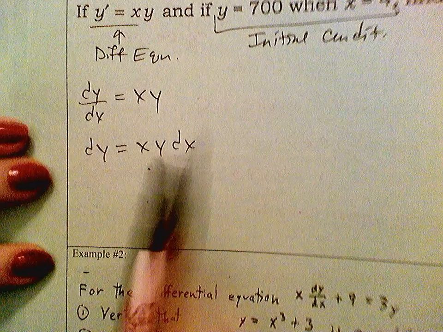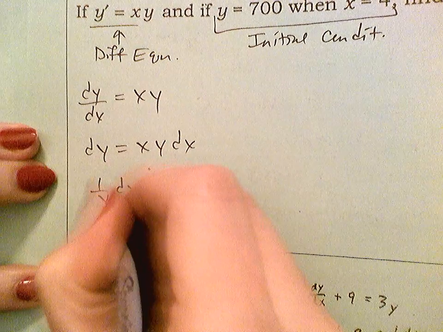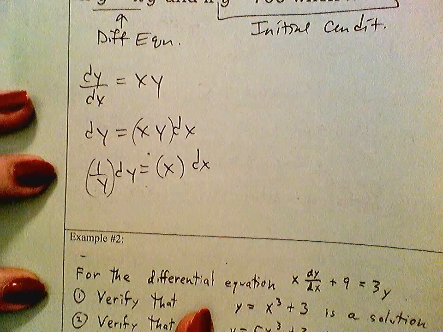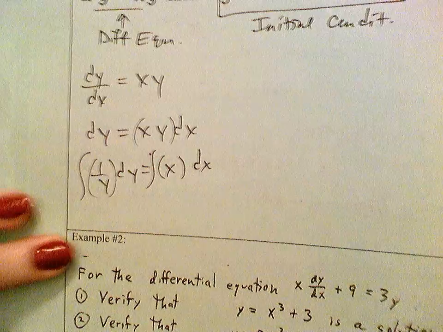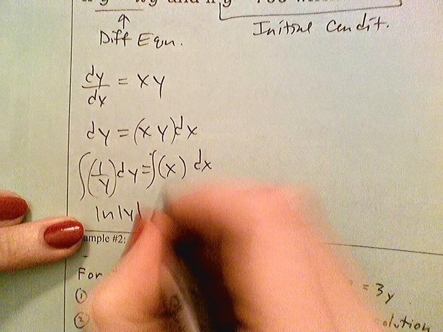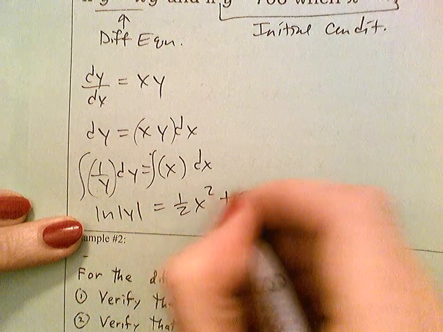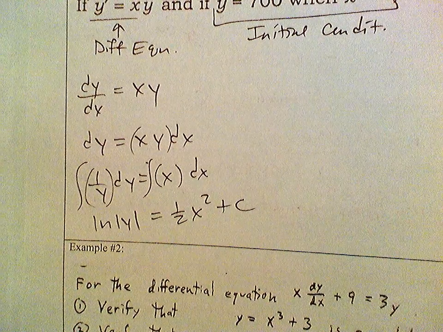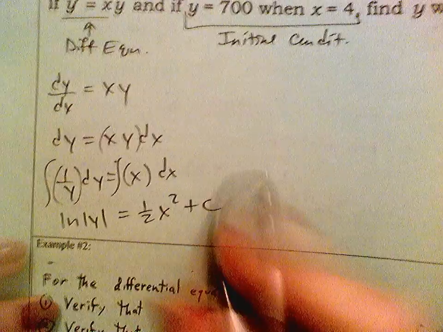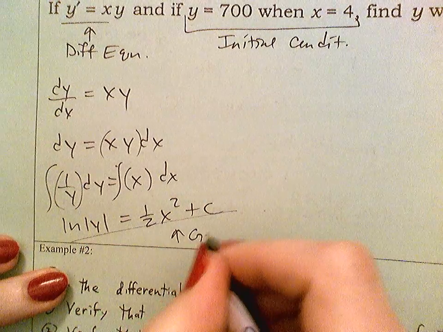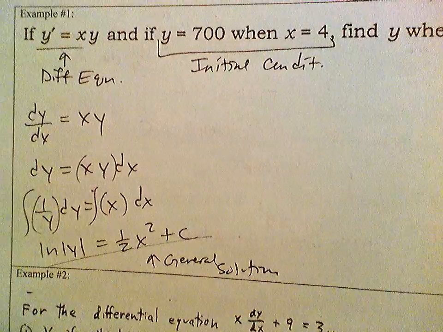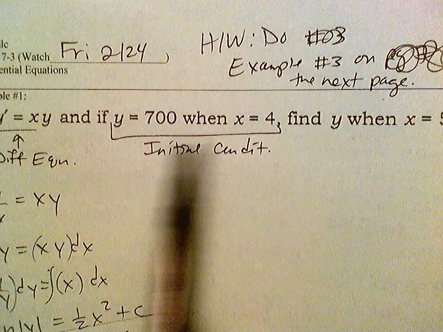I've got to separate the x's and y's, so this is 1 over y dy equals x dx. Then you take the indefinite integral of both sides, which is the same thing as the antiderivative. So natural log of absolute value of y equals 1/2 x squared plus c. That is the general solution, with the plus c. So we'll say general solution for our notes.